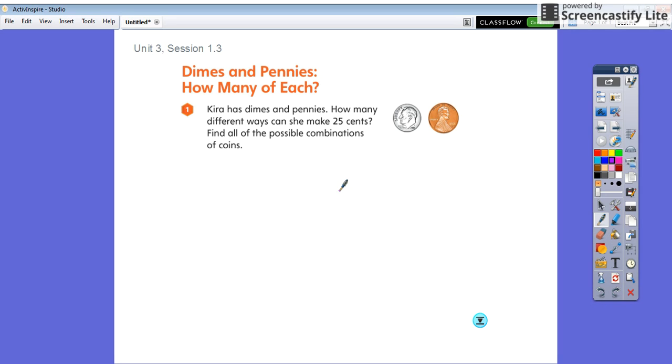Kira has dimes and pennies. So I'm going to box dimes and I'm going to box pennies, so I know what coins she's using.